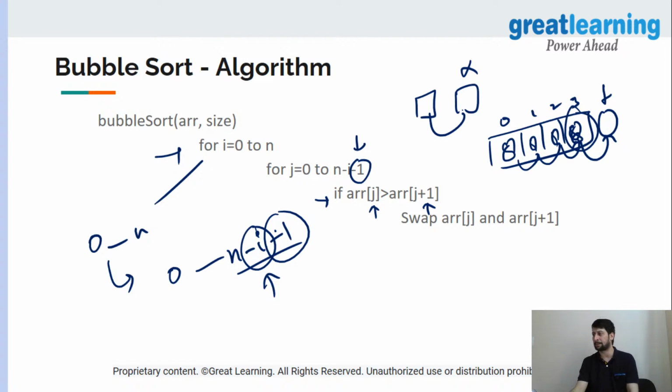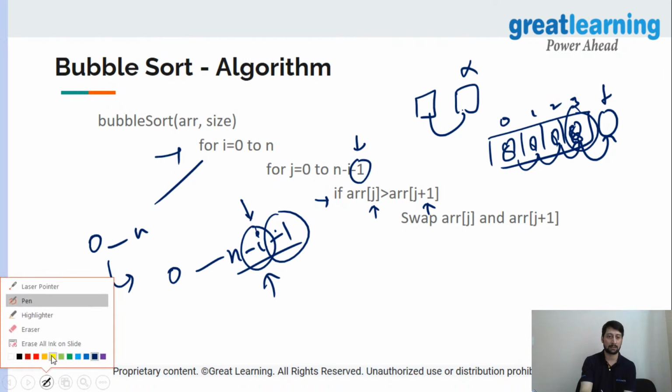Quickly confirm in the chat. Is the algorithm part clear? Now why I have written this i, there's a logic behind it. I will explain it. Apart from that, is everything clear? Quickly write in the chat, guys.